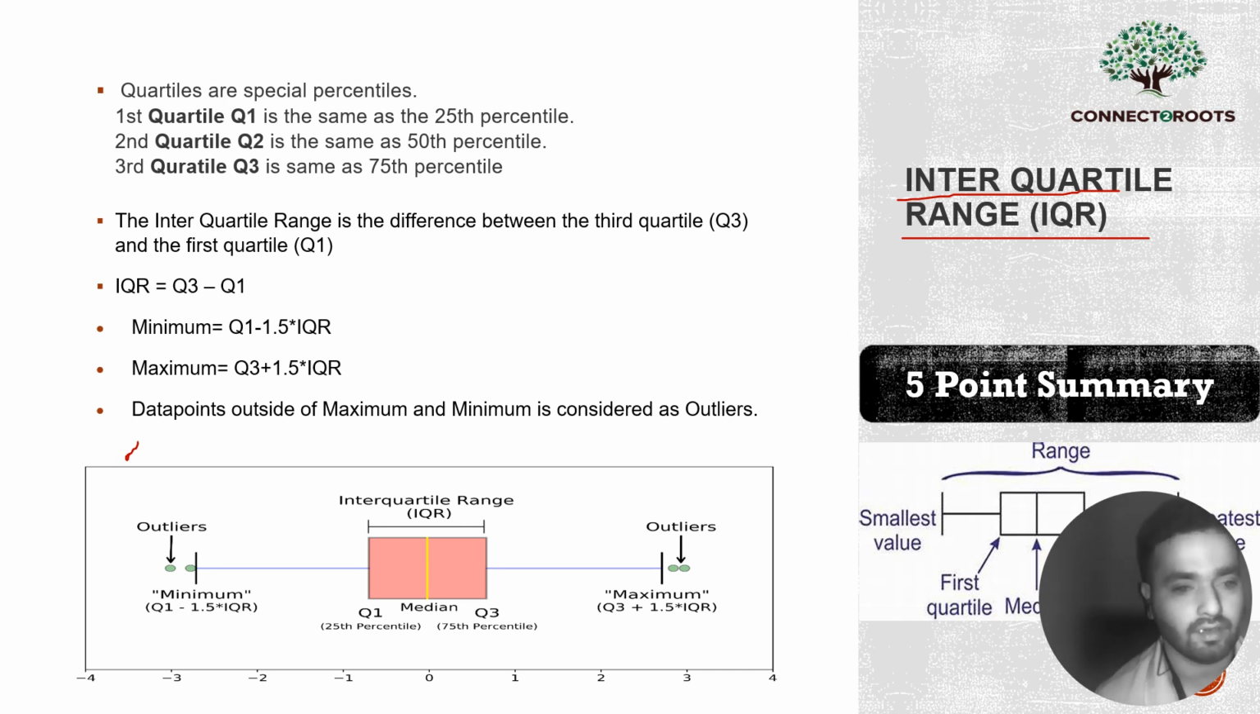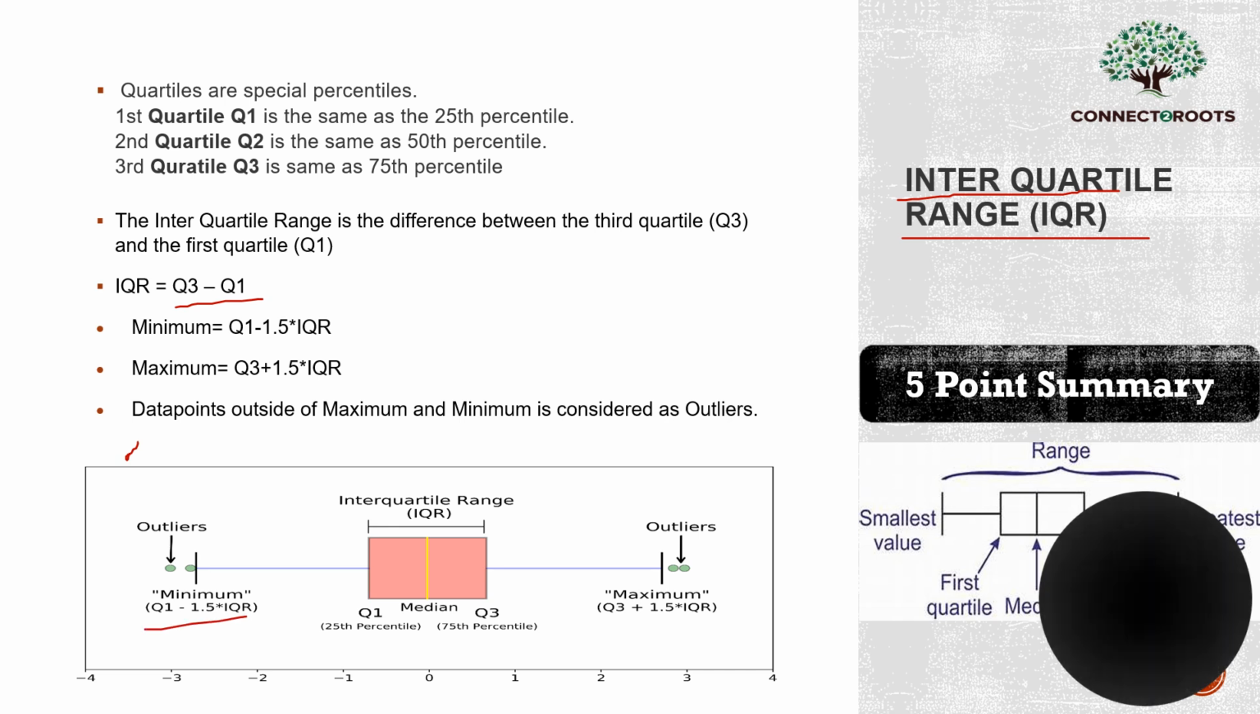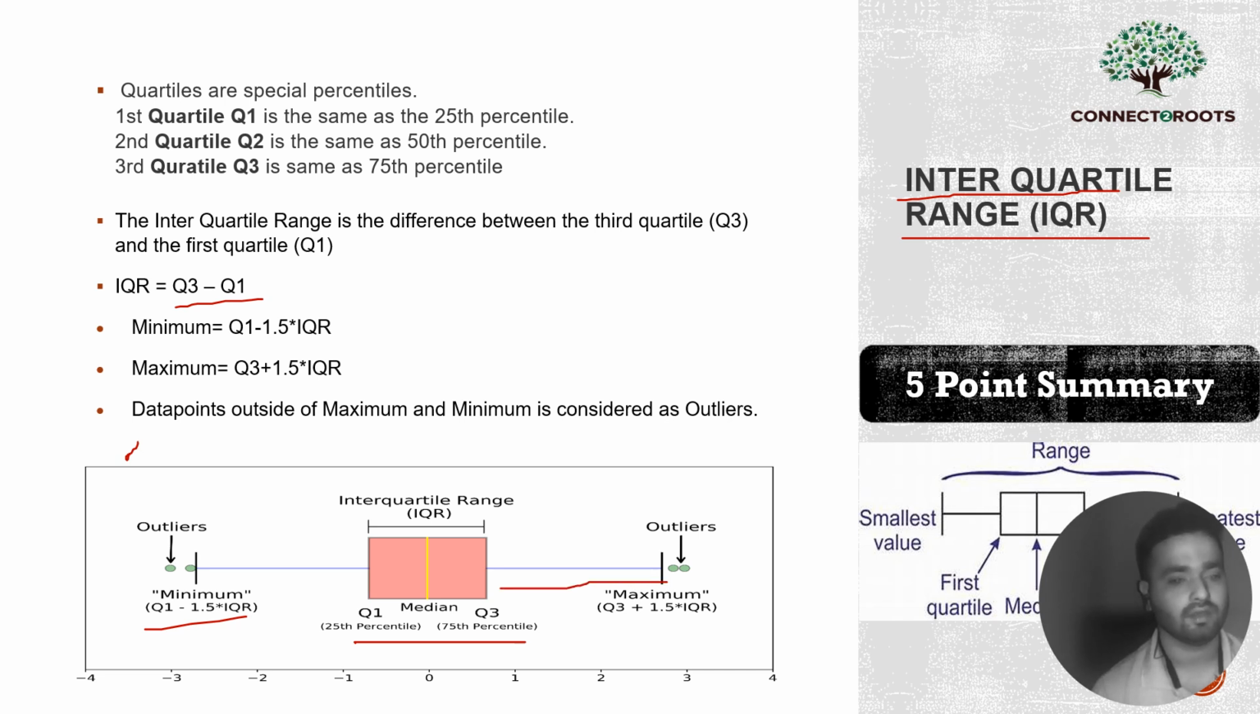So what is the interquartile range? The interquartile range formula is Q3 minus Q1. Now, how can we detect the outliers? This is the box and this is the whisker. We have to decide the maximum and the minimum of the whisker. The minimum formula is Q1 minus 1.5 times IQR, whereas the maximum formula is Q3 plus 1.5 times IQR.